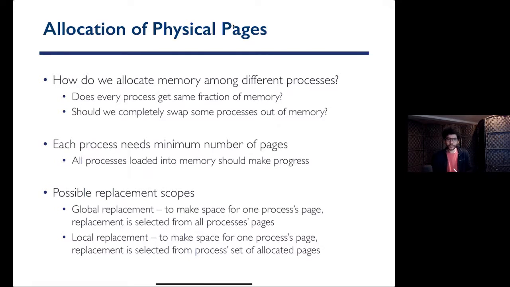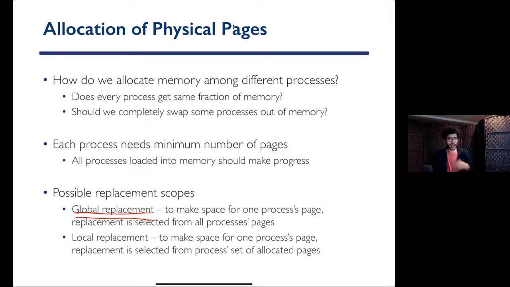Now, if the victim is a page for process 2, what this means is you're going to take away the allocation you gave process 2 and give it to process 1. So this is basically global replacement. If you allow your victims to be from any process, then there is a chance that you're going to change your initial allocation. So whatever allocation you started with will change as time passes by, because you're going to take away pages from one process and give them to another one.